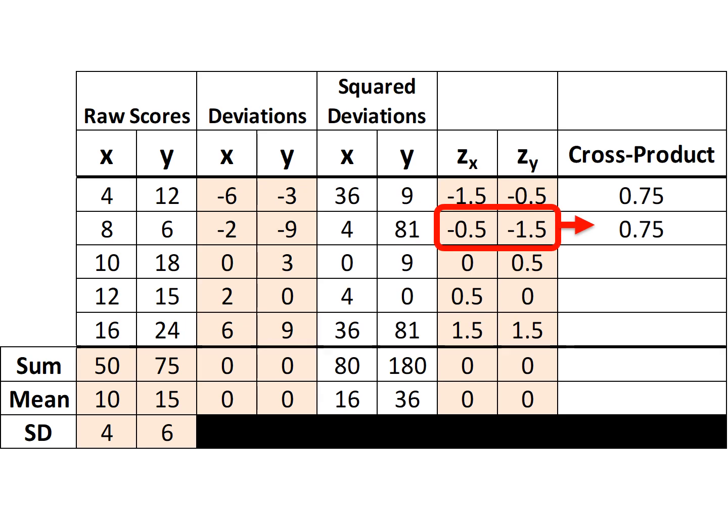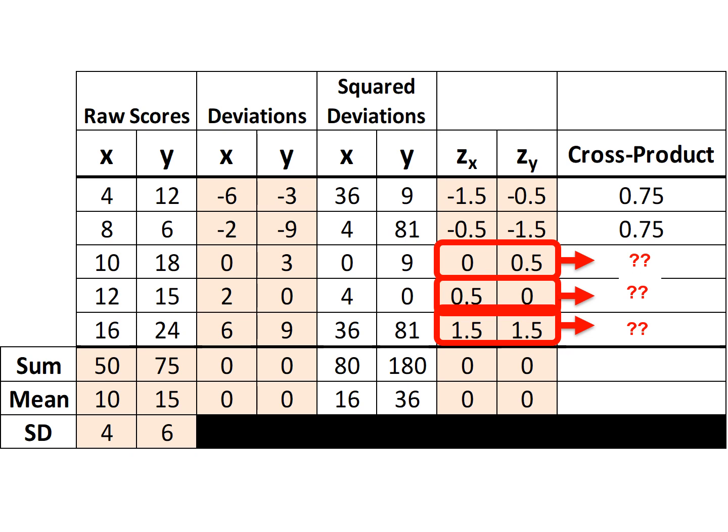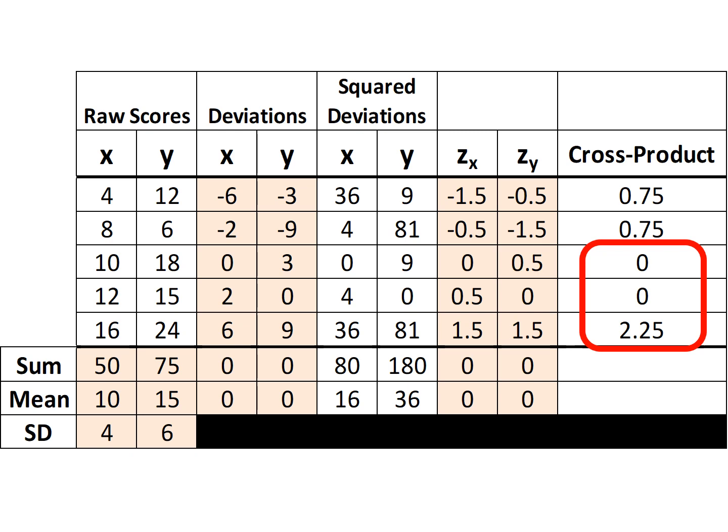We do the same thing for this second individual. We're going to be multiplying negative 0.5 times negative 1.5. Remember that a negative times a negative is going to result in a positive number, which in this case was 0.75. Go ahead and calculate the very last cross products. Here are the 3 cross products, 0, 0, and 2.25.